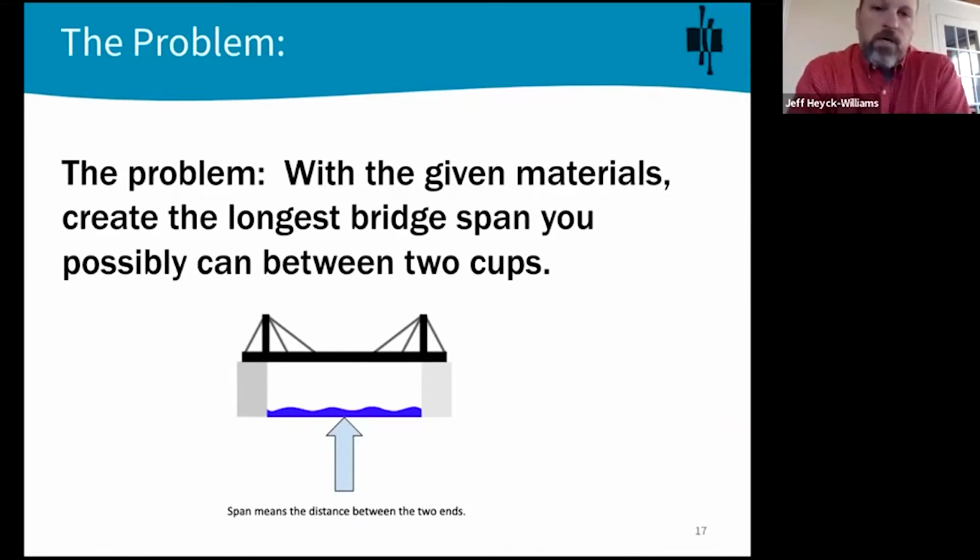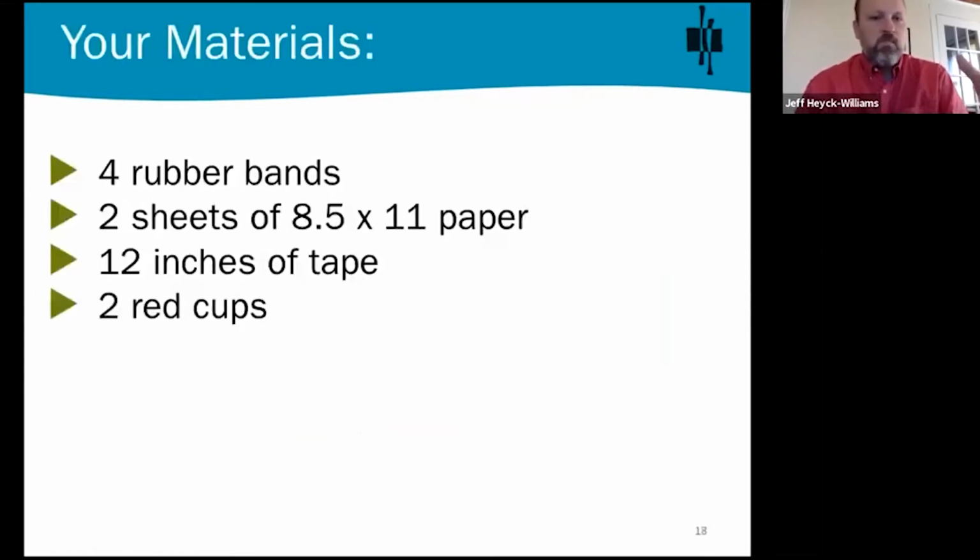So the problem is, with a set of given materials, create the longest bridge span that you possibly can between two cups. And so the idea there is just to create a bridge that holds up between two cups, and you want to make the longest one possible. And so what we do is we give kids 4 rubber bands, 2 sheets of 8.5 by 11 paper, 12 inches of tape, and 2 red cups. And so that's all they get. But remember, they're intended to create the longest bridge span between those 2 cups.